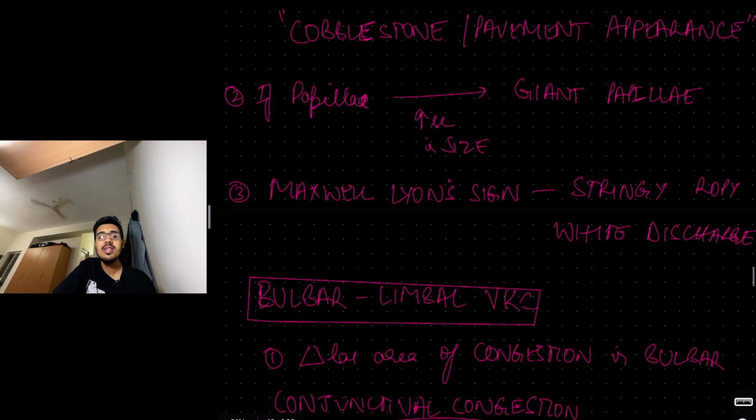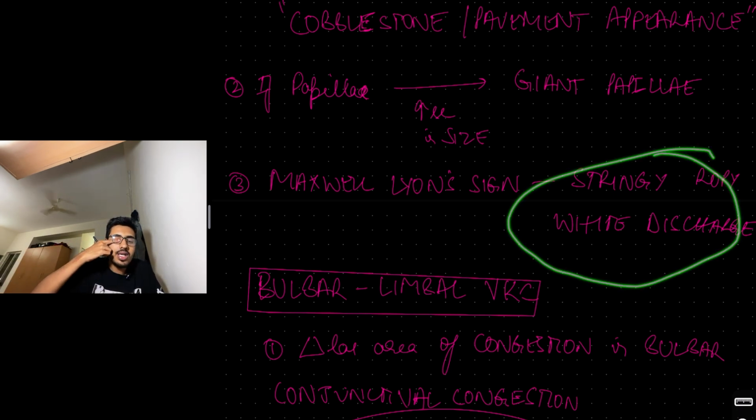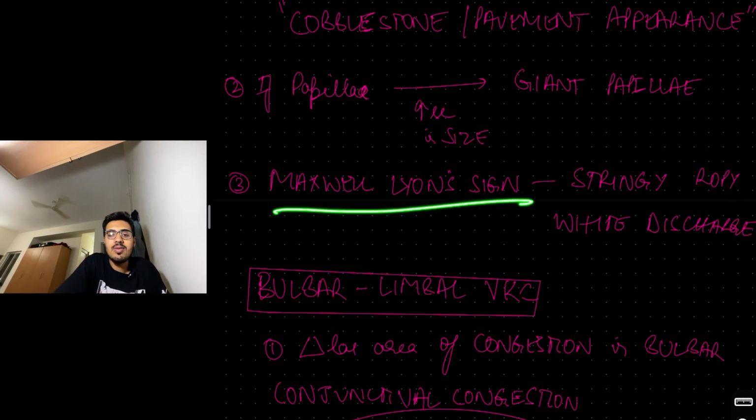Second, let's say the papillae start growing in size because of severity of disease. If it becomes more than 1 mm in diameter, then it is known as giant papillae. Second sign. And third sign, as I told, the stringy ropey white discharge, that is known as Maxwell-Lyon sign.